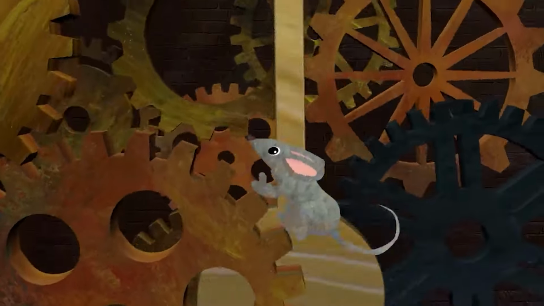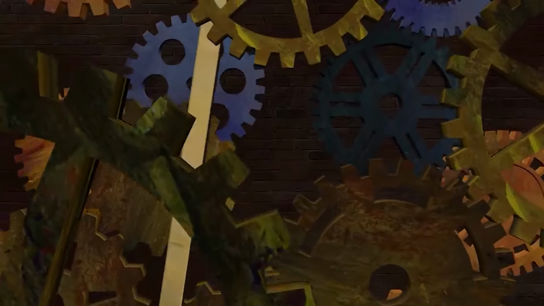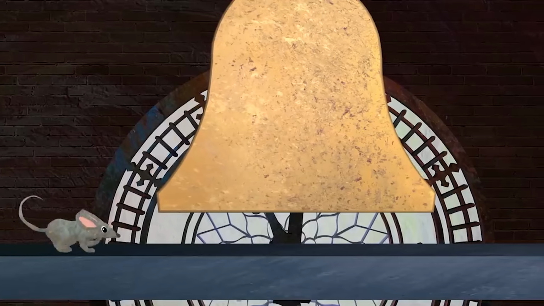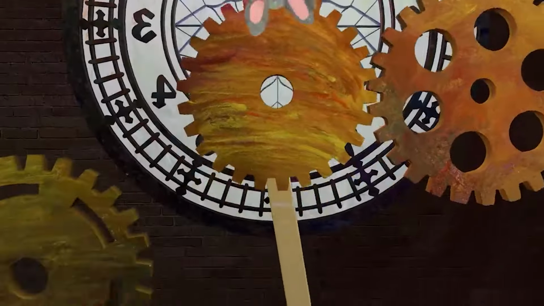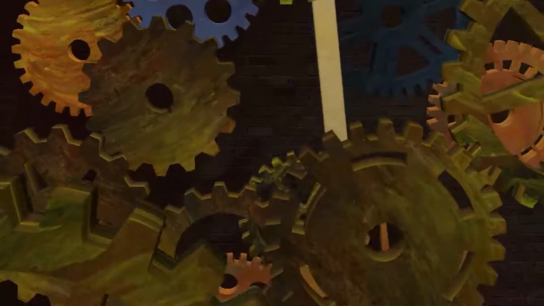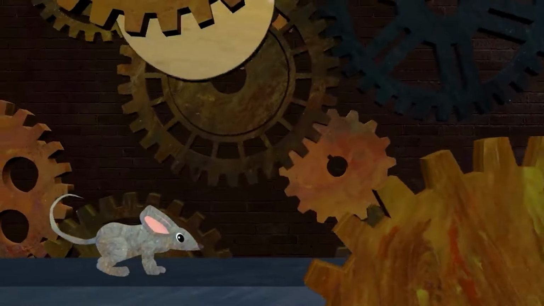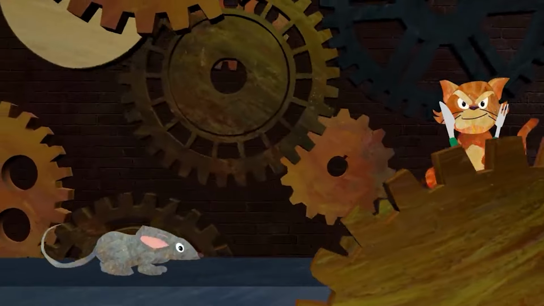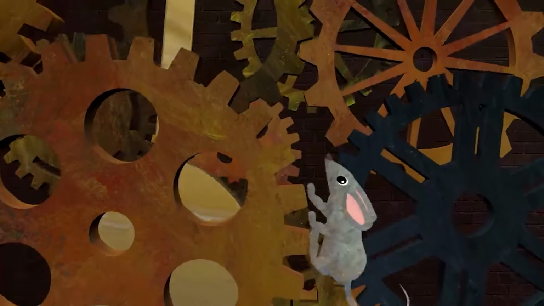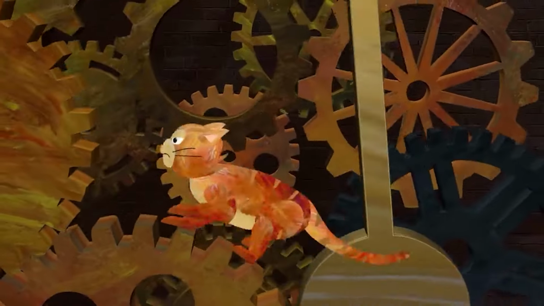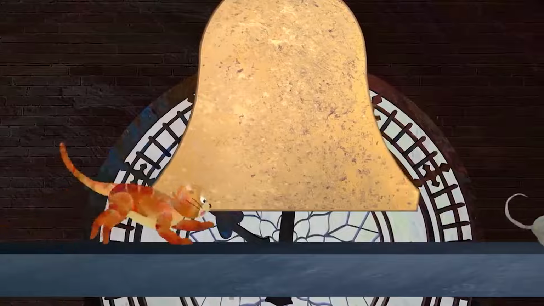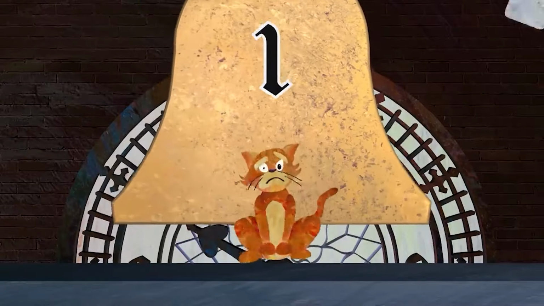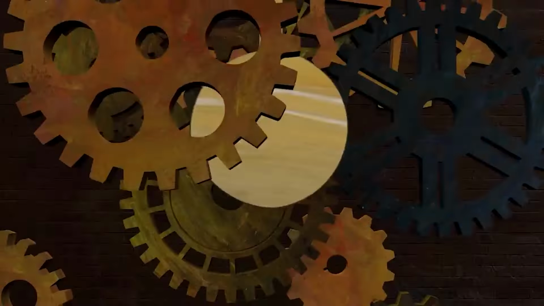Hickory dickory dock! The mouse ran up the clock! The clock struck one! The mouse went down! Hickory dickory dock! Hickory dickory dock! The cat ran up the clock! The clock struck two! The cat went down! Hickory dickory dock!